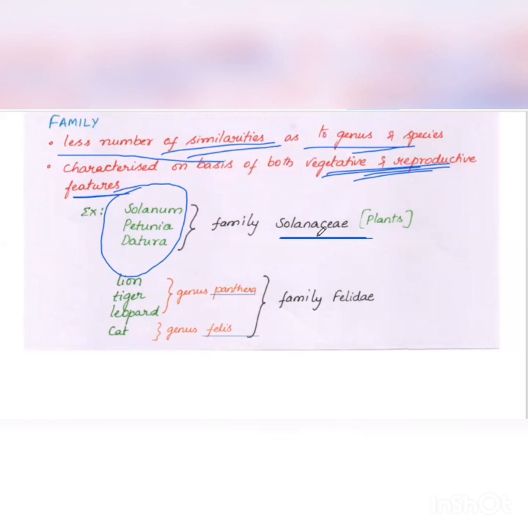Cucurbitaceae is the family of cucumber. See, C and C, it's easy to remember. Here, the family is Felidae. It is also known as the family of cats. They have different genera, but yet they belong to the same family: lion, tiger, leopard, and cat. Family Felidae.